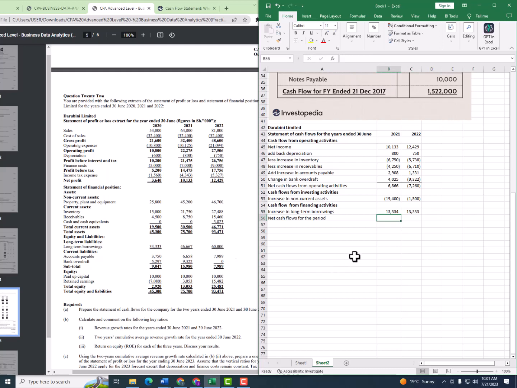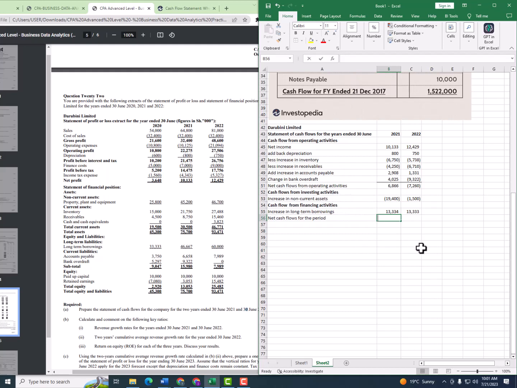Now we have all the elements of the cash flow statement. We have the cash flow from operating activities, we have investing activities, and we have financing activities. And now we can calculate the net cash flows for the period by simply adding all the elements. Net cash flows from operating activities, from investing activities, and from financing activities.